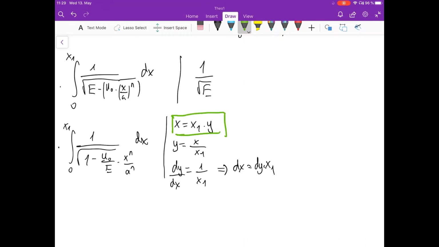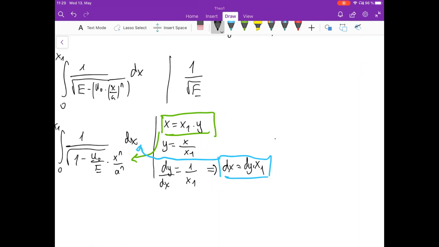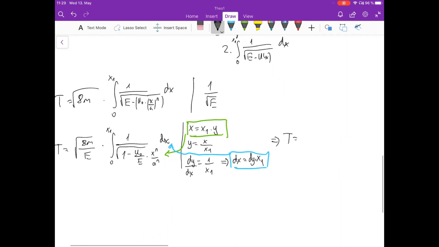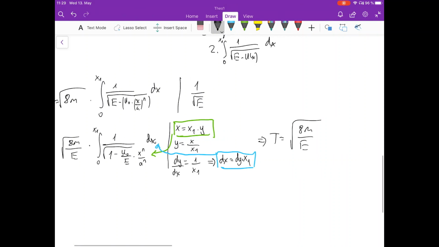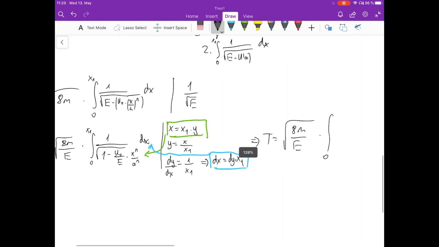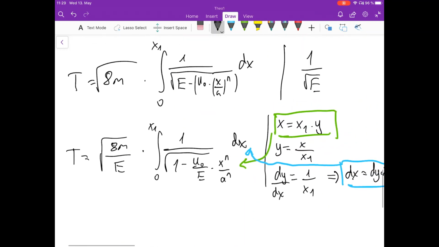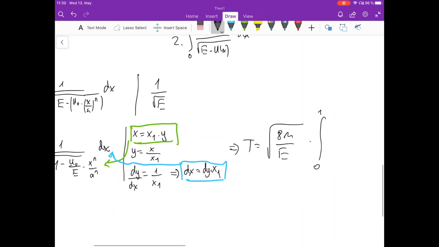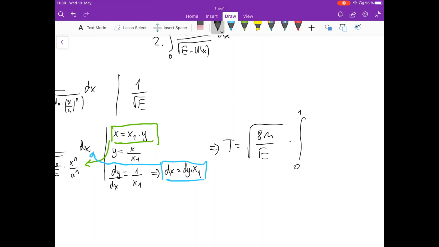So yeah, let's plug this in. Let's plug this over here and this nice thingy over here. So from that, we can say t is equal to the square root of 8m divided by e times the integral from 0, and of course not forgetting the change of the border x1. So according to y, it's going to be 1.